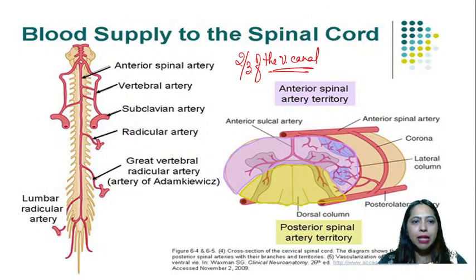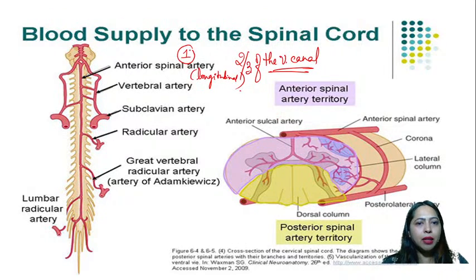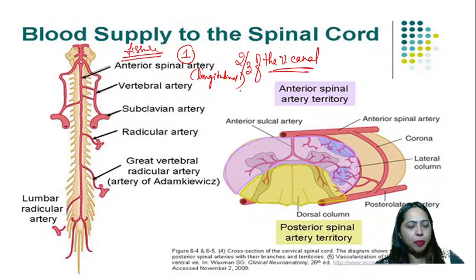So you can see this is the anterior spinal artery, which runs downwards in this direction. That's why it is called longitudinal. Anterior spinal artery, how many are there? There is only a single one. You can see there is a single anterior spinal artery and this artery is present in the fissure. There is a median fissure, the anterior median fissure. You can see the anterior spinal artery.